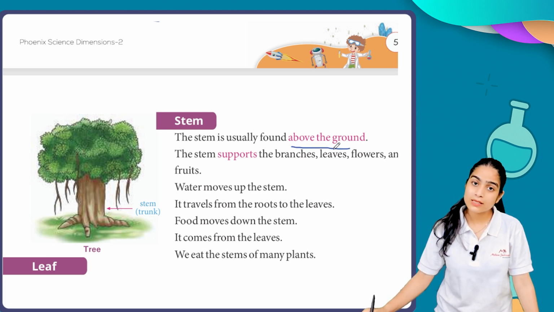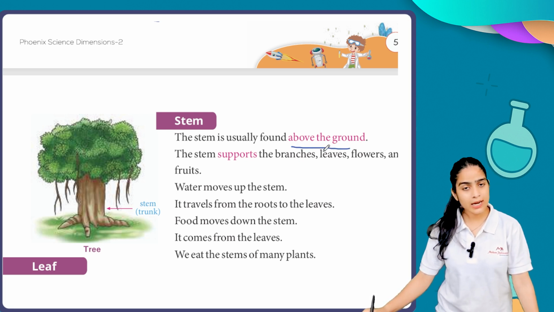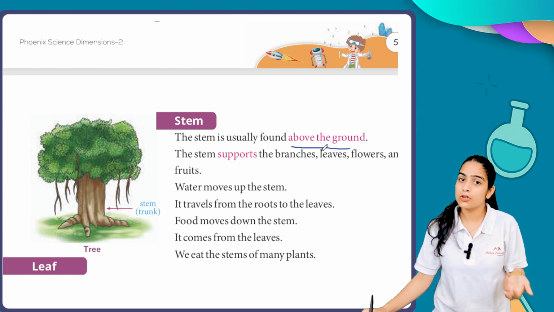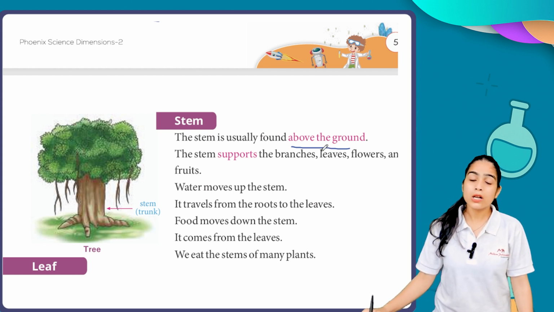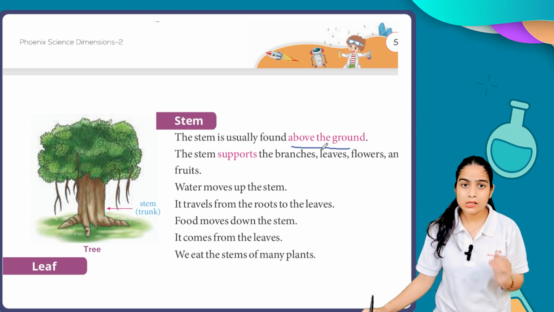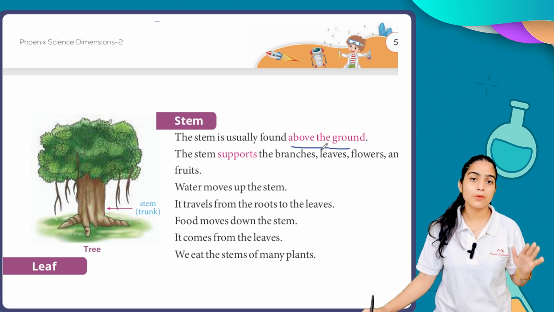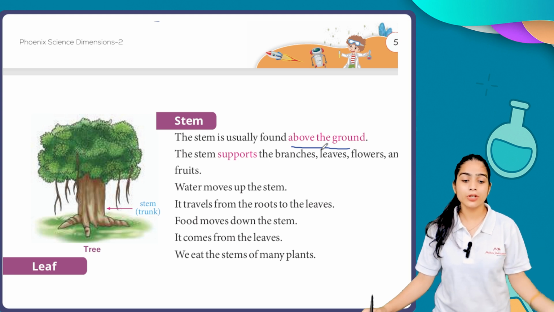Where do we find our stem? Above the ground. That's why we are able to see it now. If it were under the ground, then we would not be able to see it. So all the parts we are discussing further, we are able to see just because they are above the ground.